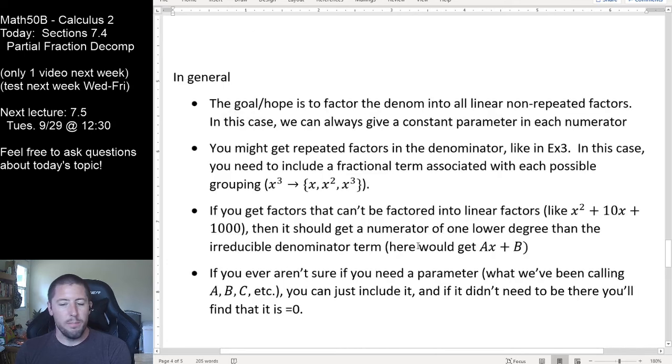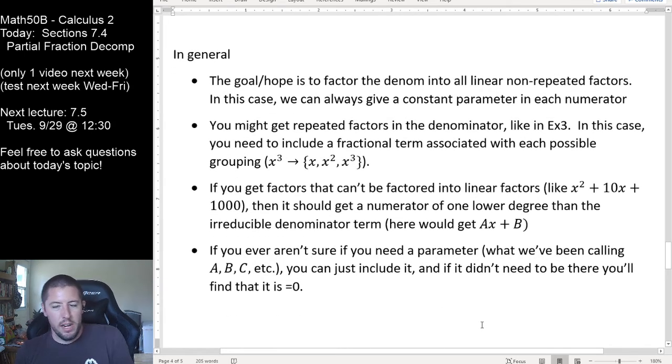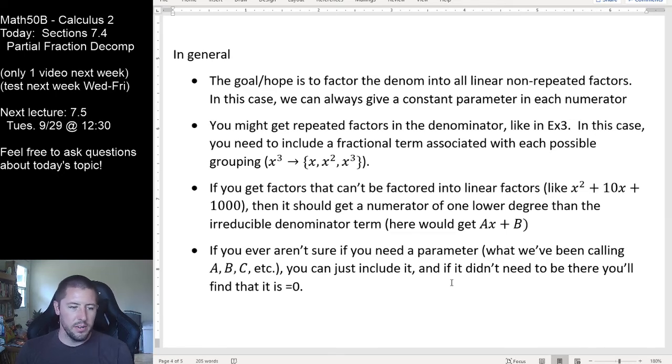So the point here is, in my last bullet point, if you aren't sure if you need to include a parameter like some a or some ax or some bx squared, you can just include it. And if it didn't actually need to be there in the first place, then you'll find that 0 would have been the coefficient associated with it right there. So you can't overdo it. You can really only underdo it on these ones. So don't underdo it. If you're ever unsure, throw in an extra term. You'll get extra stuff.